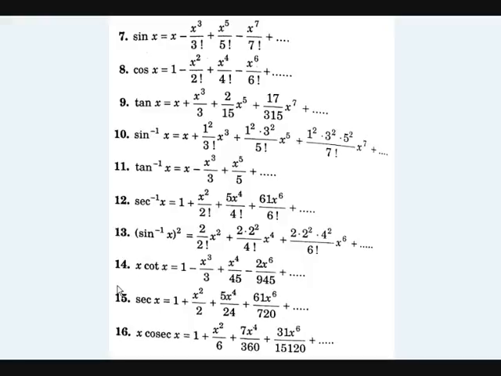Okay, our 15th expansion. The 15th expansion is the expansion of secant x. Secant x is equal to 1 plus x squared by 2 plus 5x power 4 by 24 plus 61 x power 6 by 720 plus and so on. Okay, x cosecant x. The expansion of x cosecant x is equal to 1 plus x squared by 6 plus 7x power 4 by 360 plus 31 x power 6 by 15120 plus and so on.